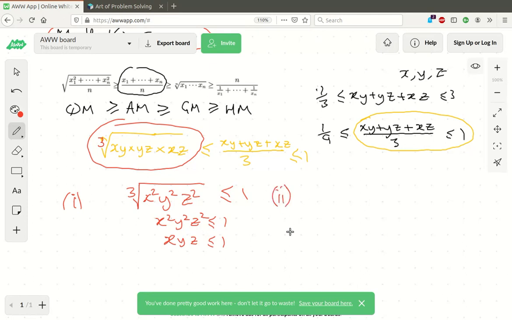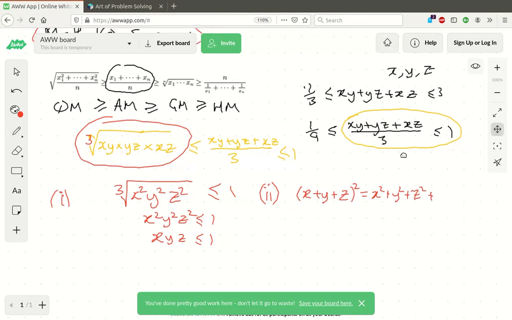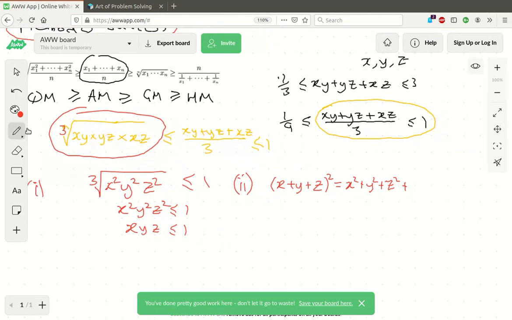For part 2, we can use the quadratic mean and arithmetic mean, because what I could say is, okay, I know. Firstly, I'm going to start by noting that x plus y plus z all squared is x squared plus y squared plus z squared plus 2xy plus yz plus zx.